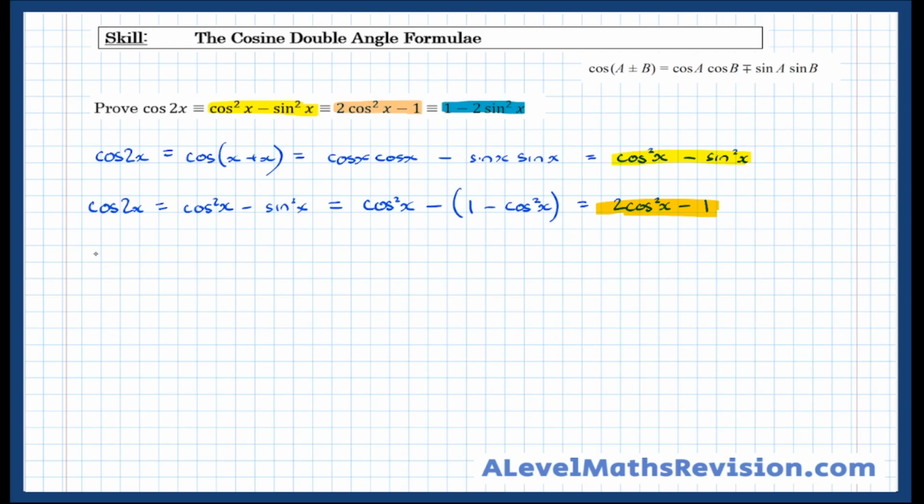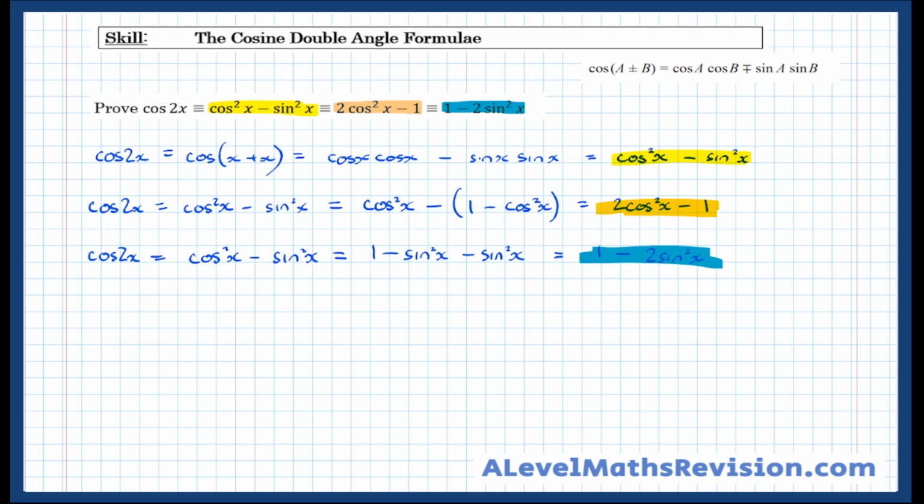Next one. Cos of 2x, again, we know it's equal to cos squared x minus sine squared x. And this time, you might want to do this one yourself. We're going to eliminate the cos squared x. So pause if you want to continue. So that's equal to 1 minus sine squared x minus sine squared x equals 1 minus 2 sine squared x. So that's all 3 identities proved, and you do need to learn those. All 3 of them.